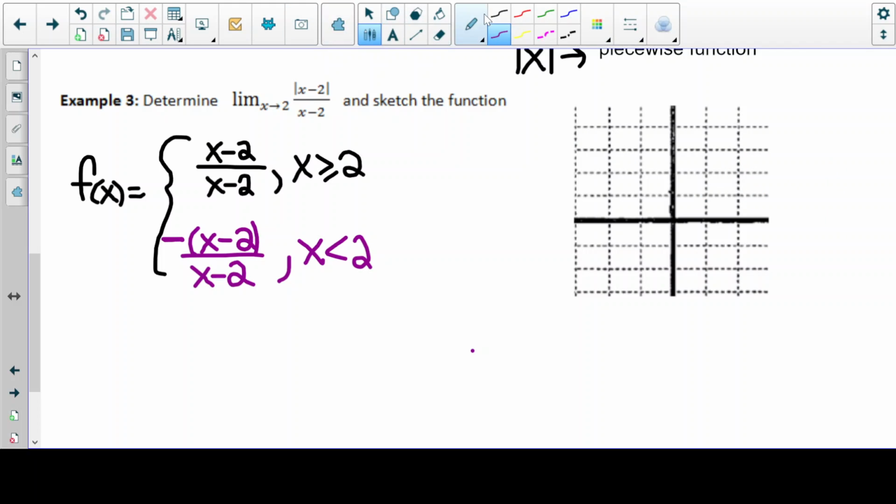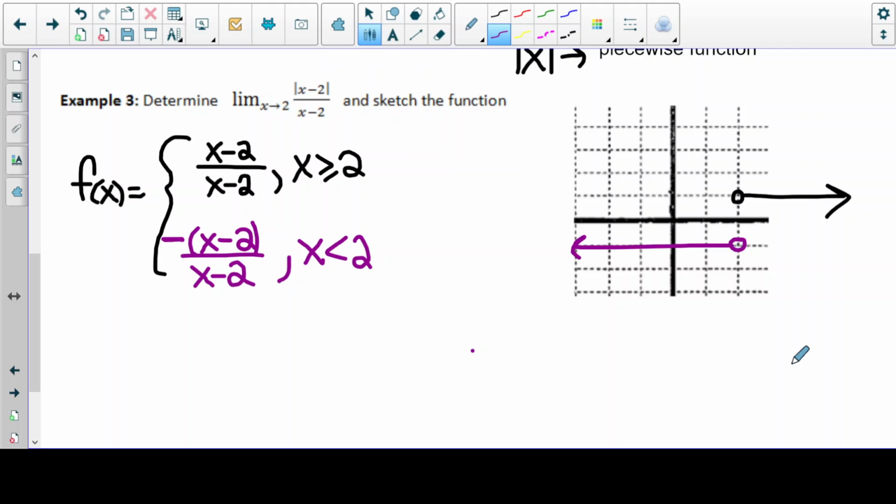All right, so the black part, it's going to be y equals 1, but again, exactly at x equals 2, it's undefined. But after that, it's 1. Because again, those x minus 2's divide each other out to give you 1. And then when x is less than 2, again, our x minus 2's divide each other out, but we're left with this negative sign, which means it would be negative 1. And there we go, x is less than 2.